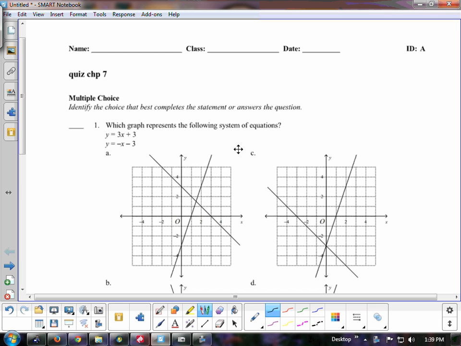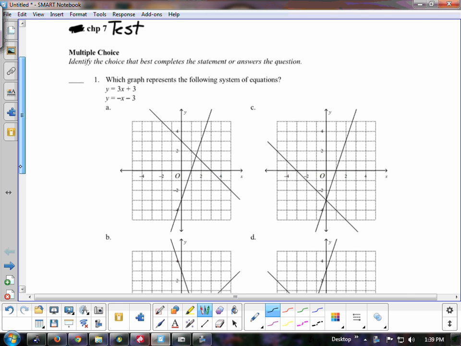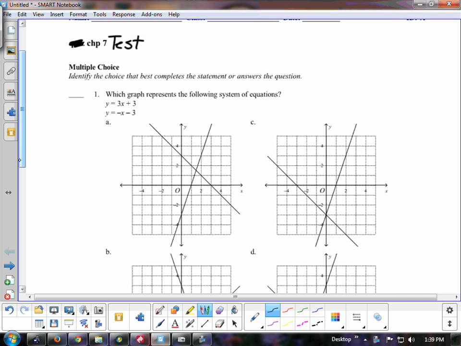Welcome. This is a quiz or test review for Chapter 7 test. The first question you're asked to do is graph. Which graph represents the following system of equations? You can just go right to slope-intercept form. This one begins at 3 and has a slope of 3 over 1.